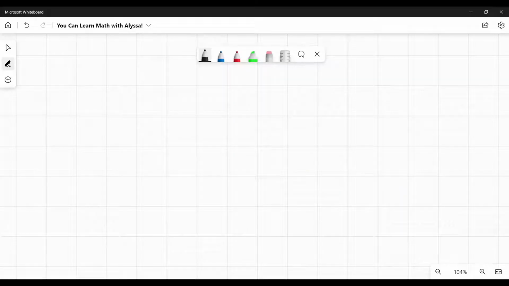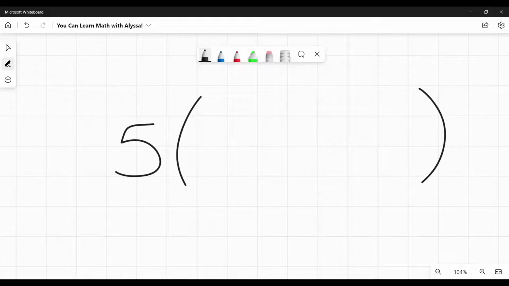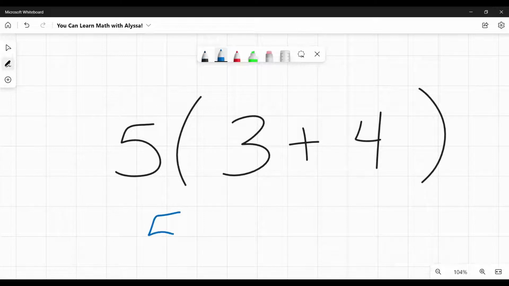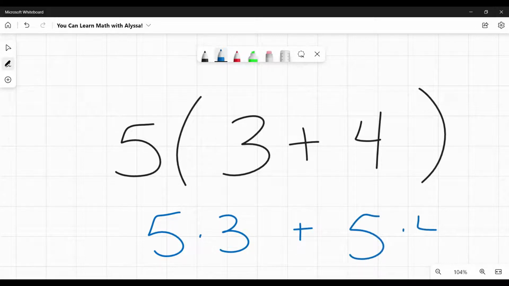The distributive property of multiplication says that if I have a number or variable outside a set of other numbers or variables inside parentheses, and they're being added or subtracted, like say 3 plus 4, that 5 times (3 plus 4) is the same as 5 times 3 plus 5 times 4.